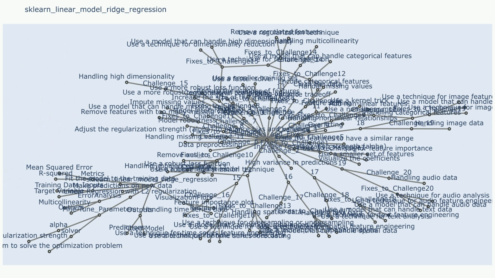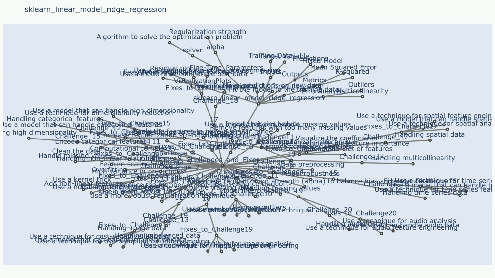Visualization plots. Scatter plots of the predicted values vs. the actual values. Residual plots to check for any patterns in the errors. Coefficient plots to visualize the magnitude of the coefficients for each predictor variable.